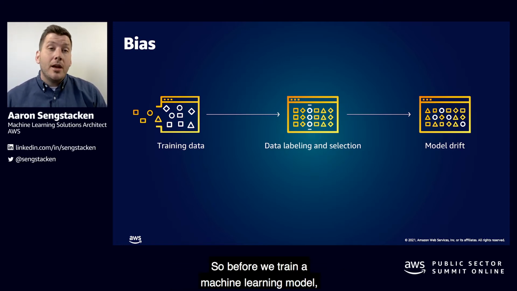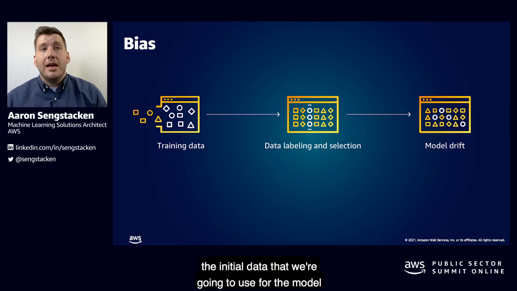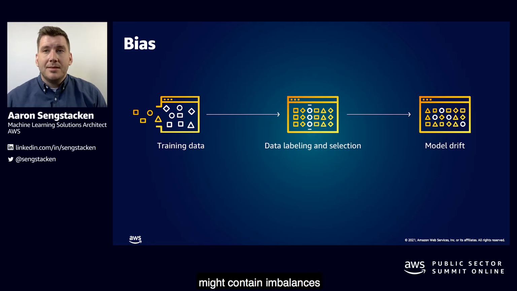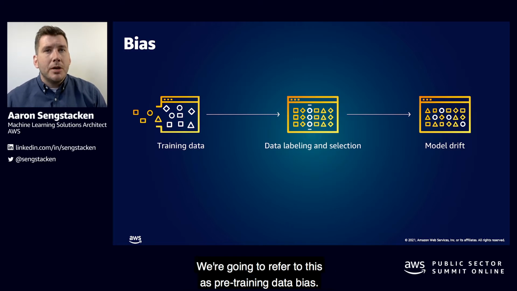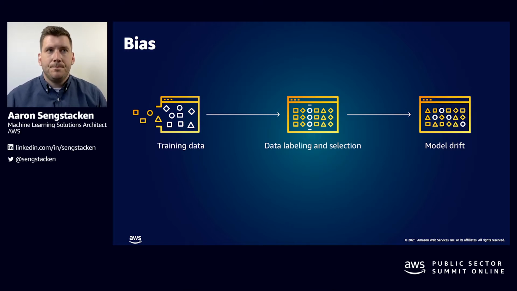Before we train a machine learning model, the initial data that we're going to use for the model might contain imbalances, such as not having enough examples of members of a certain class, which can then cause the model to become biased against that class. And research has shown that machine learning models have the ability to amplify bias. We're going to refer to this as pre-training data bias.